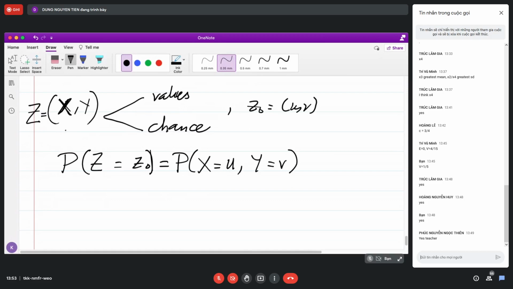Any questions? Good. Okay. And you call it the joint probability mass function, the joint distribution of a random vector, and you denote it by f of (u, v). So f in this case is a function of two variables instead of one variable. All right, and you call it the joint probability mass function of a distribution. Okay.